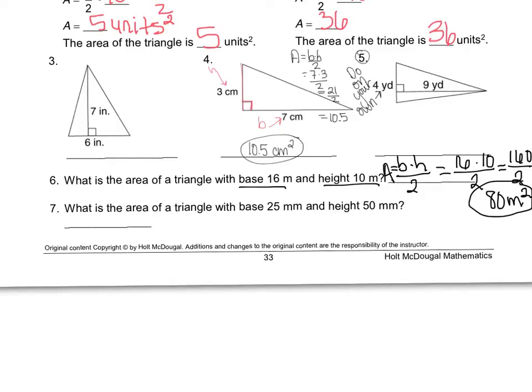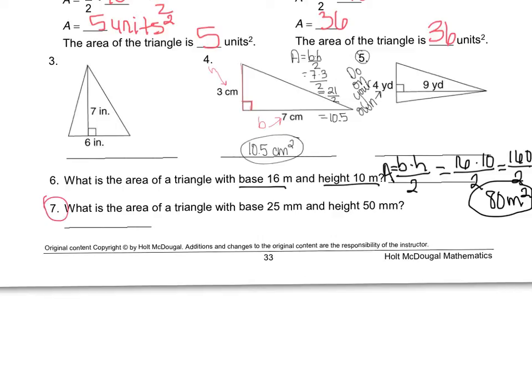Make sure when you're showing your workspace, you're writing the formula down, just like I did, plugging in my numbers, multiplying those two numbers together, and then your answer. Just because you get to use a calculator does not excuse you from writing your workspace down.